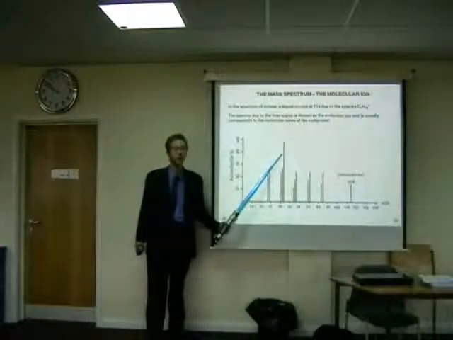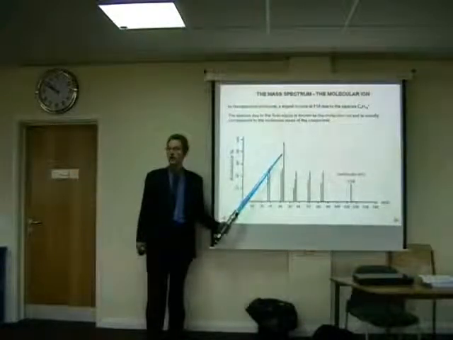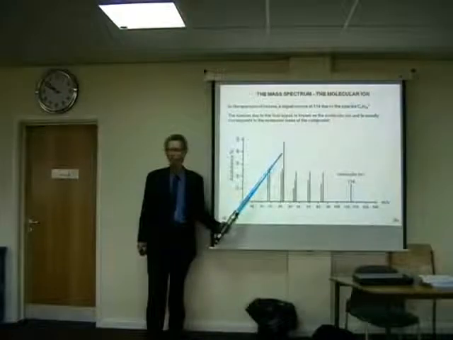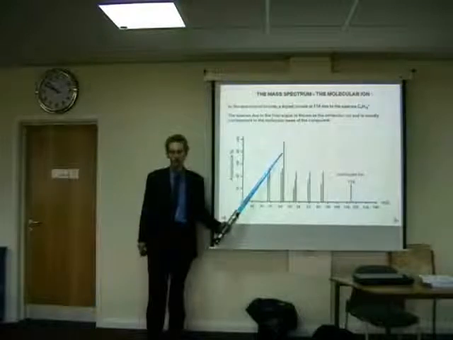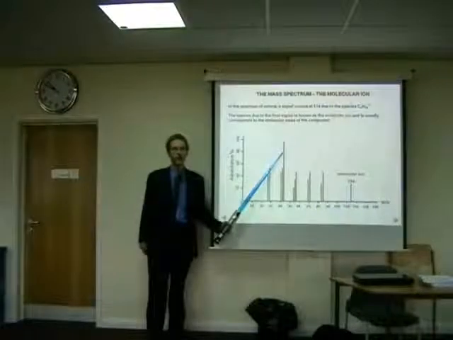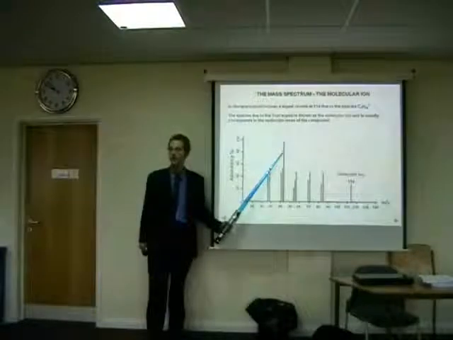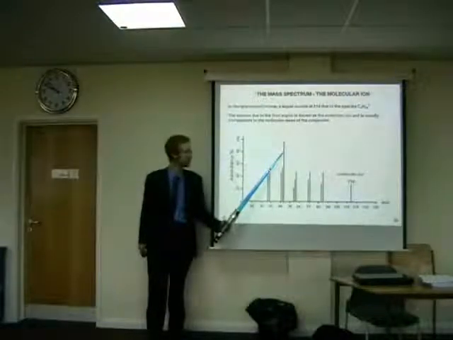3 lots of 12 is 36. 43 is 3 remainder 7. Let's think about that for a minute. CH3, CH2, CH2. 3 carbons, 7 hydrogens. Did that just make sense? 43 divided by 12 is 3 remainder 7. 3 carbons, 7 hydrogens. CH3, CH2, CH2.